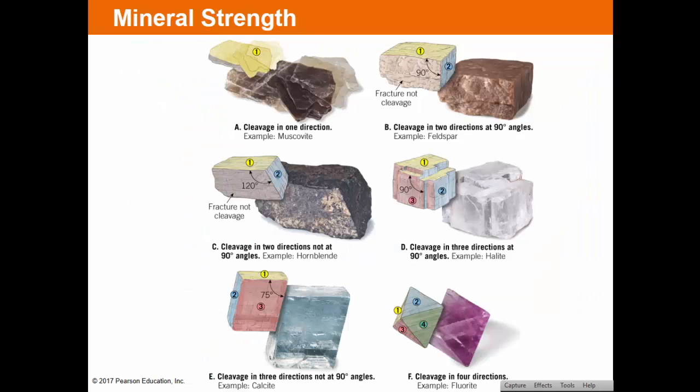All right, here's cleavage in one direction, those sheets. Cleavage in 2 directions at 90 degrees creates that 90-degree break. Cleavage in 2 directions that's not at a 90-degree angle creates these angled breaks. You get cleavage in 3 directions, which creates cubes. Cleavage in 3 directions not at 90 degrees creates these little sideways shapes, and then cleavage in 4 directions creates something like fluorite. So you can see how a mineral will break into these very different shapes.